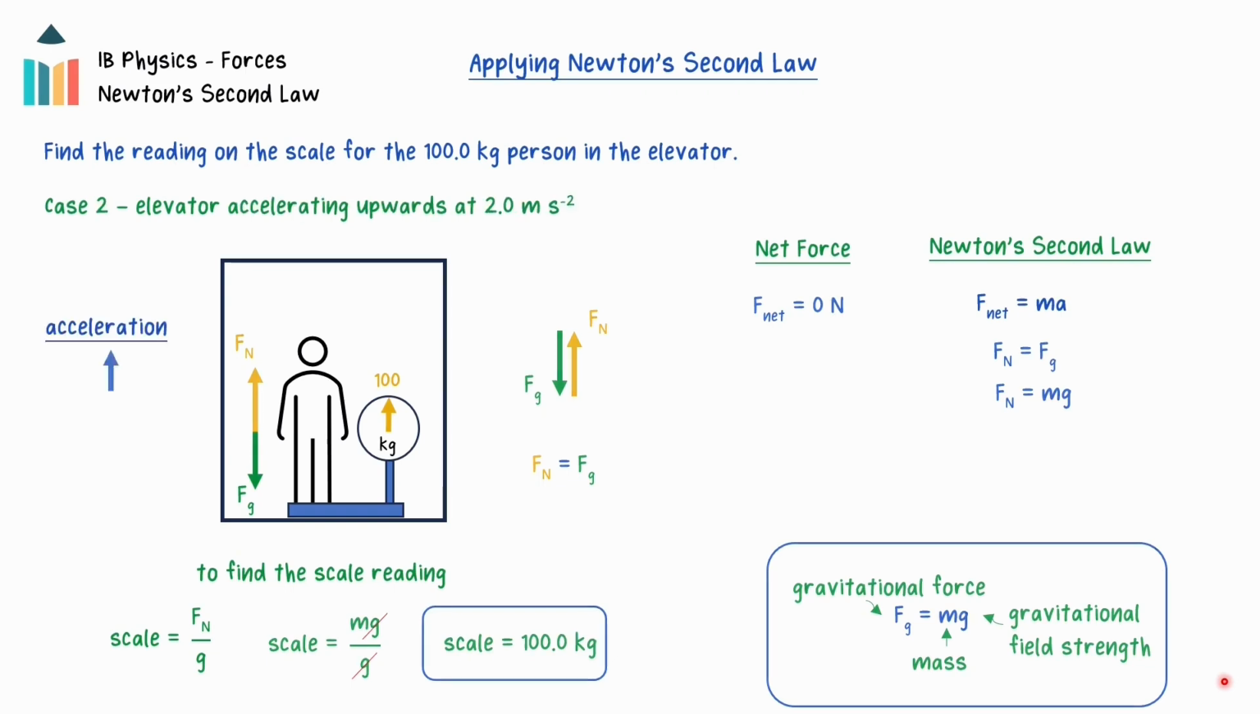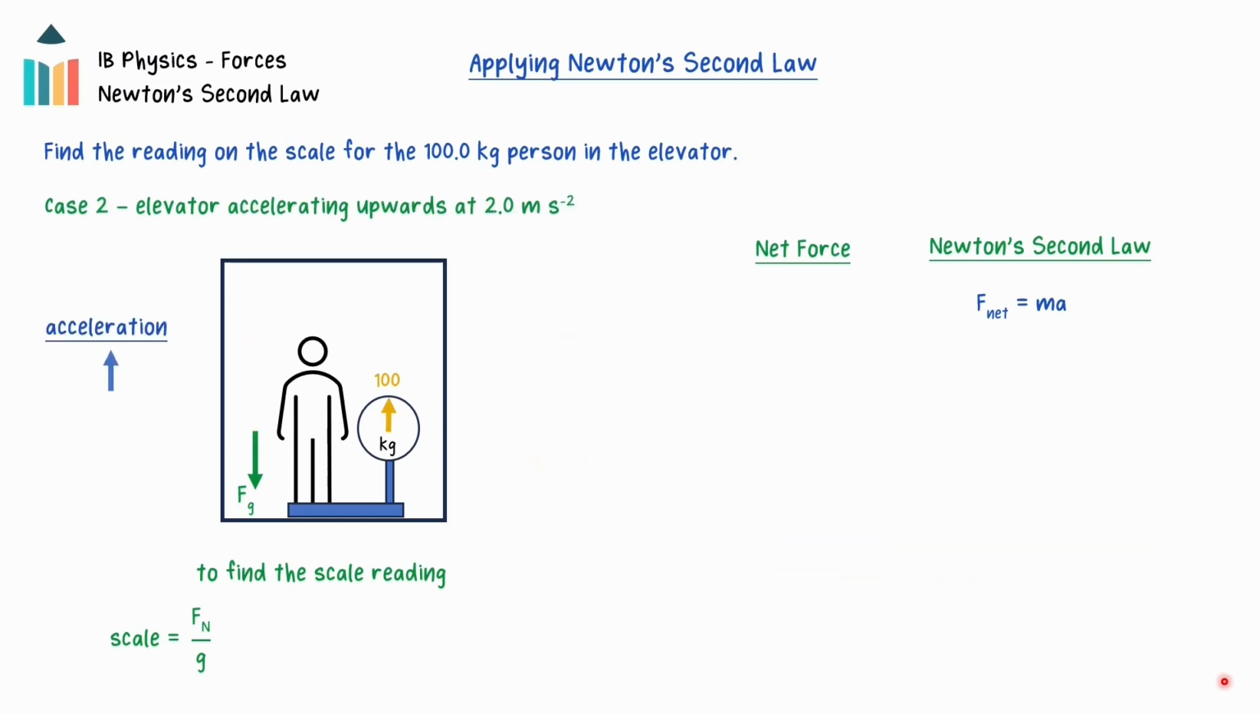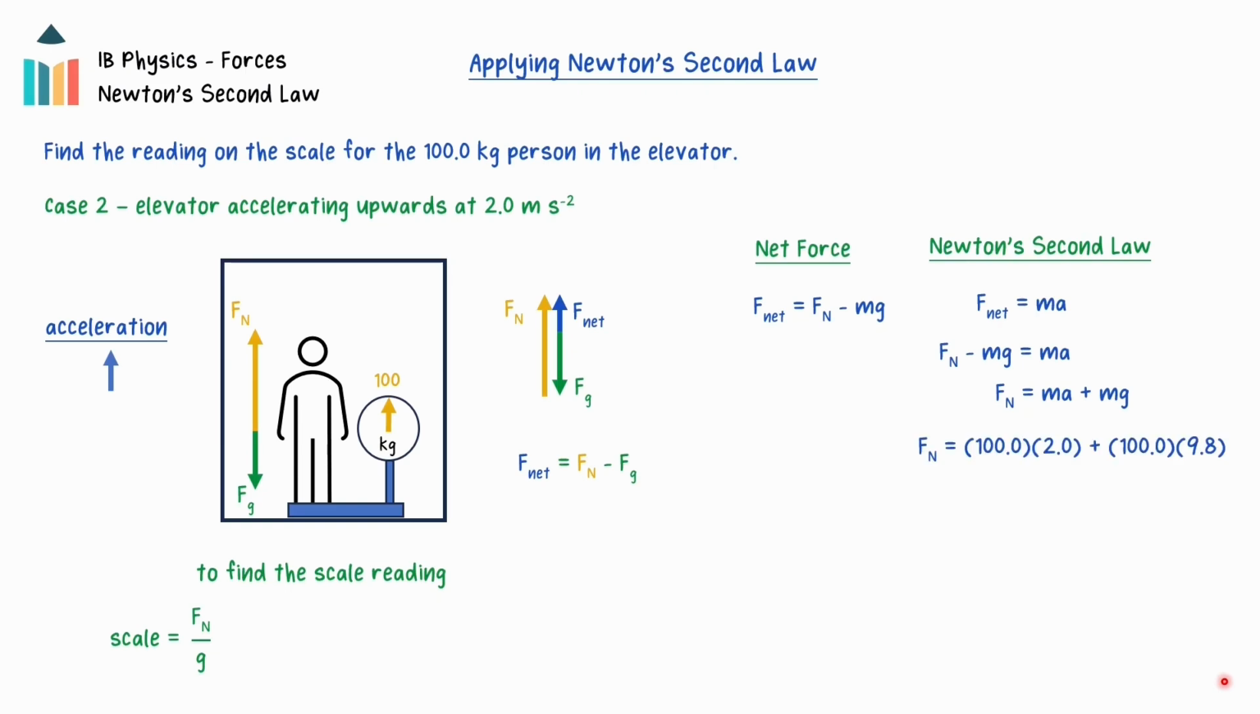If the elevator is accelerating upwards at 2 meters per second squared, then there must be an upward net force created by the magnitude of the normal force increasing. The normal force will be larger in magnitude than the force of gravity, creating a net force pointing upwards, equal to the normal force minus the force of gravity. Applying Newton's second law with this net force, we can find an expression for the normal force needed to create this upwards acceleration. Subbing in the values of the mass and the acceleration, we can find the normal force acting on the person has increased to 1200 newtons.